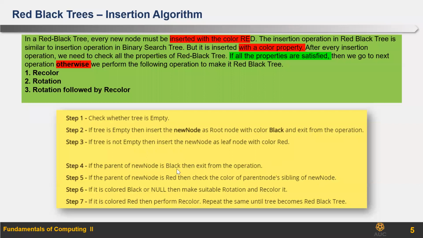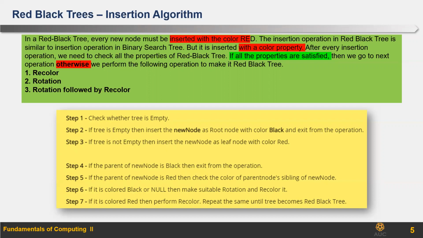If the parent of the new node is red, then this is the source of all problems. If the parent is red, then you check the uncle, and then you have two cases. If the uncle is red, you will recolor only. If the uncle is black, you will rotate and recolor. Not recolor and rotate, you will rotate and recolor.